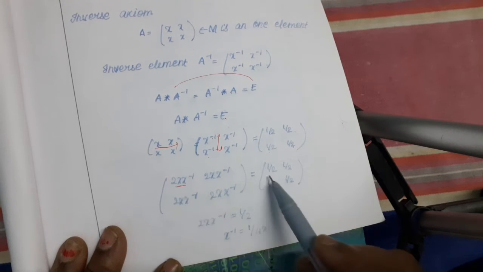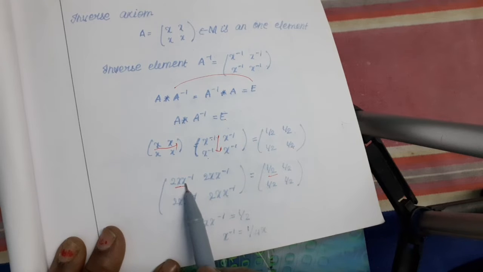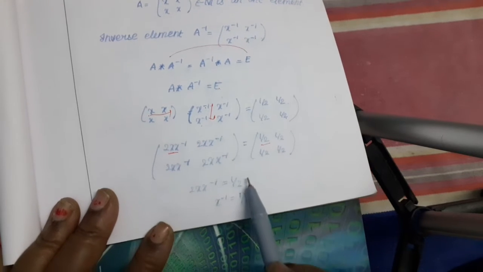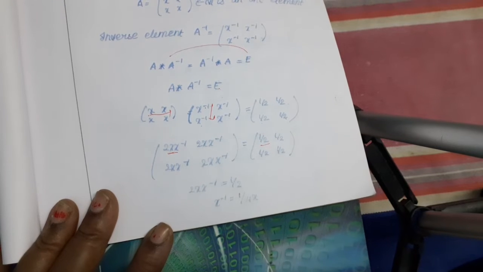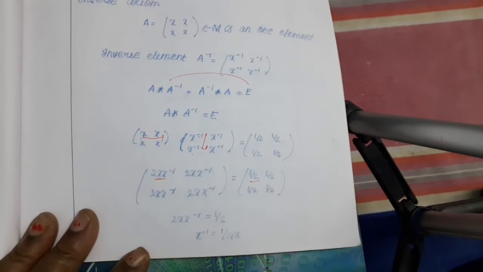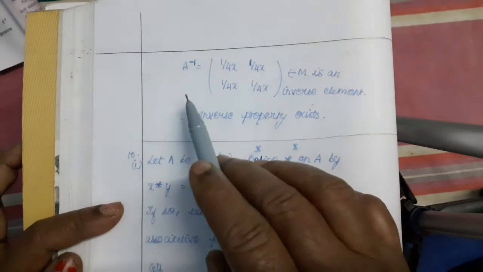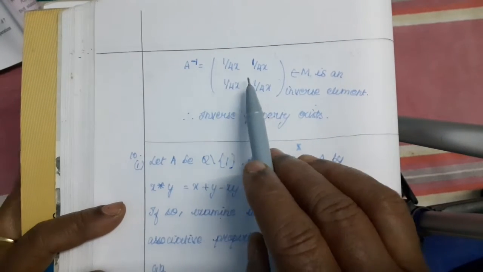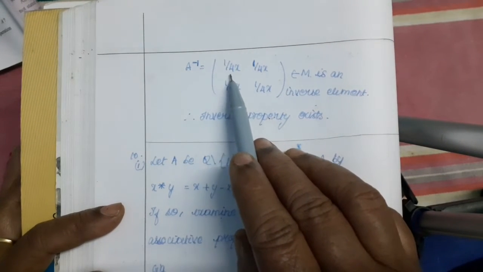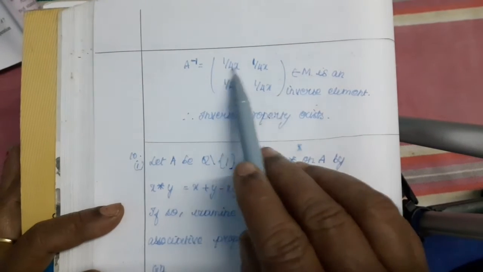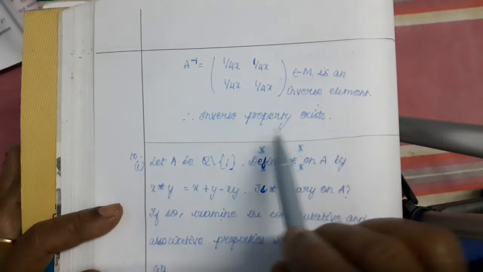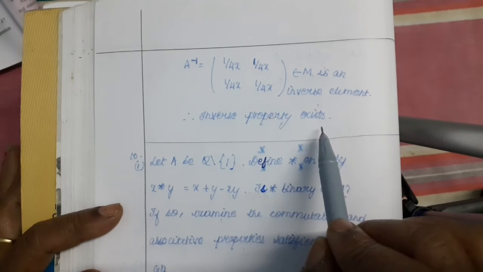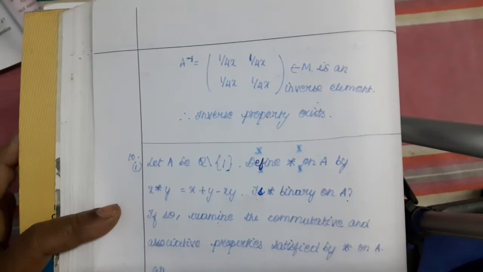So the first one is compared with the first element. We find out the inverse element: 2X into X inverse equal to 1 by 2. What is our X inverse? X inverse equal to 1 by 4X. Therefore, A inverse, instead of X inverse, the value is 1 by 4X, substituted in the 2 by 2 matrix: 1 by 4X, 1 by 4X, 1 by 4X belongs to M, is an inverse element. Therefore, the inverse property also exists. This is the 9th question, very important, 5 marks.